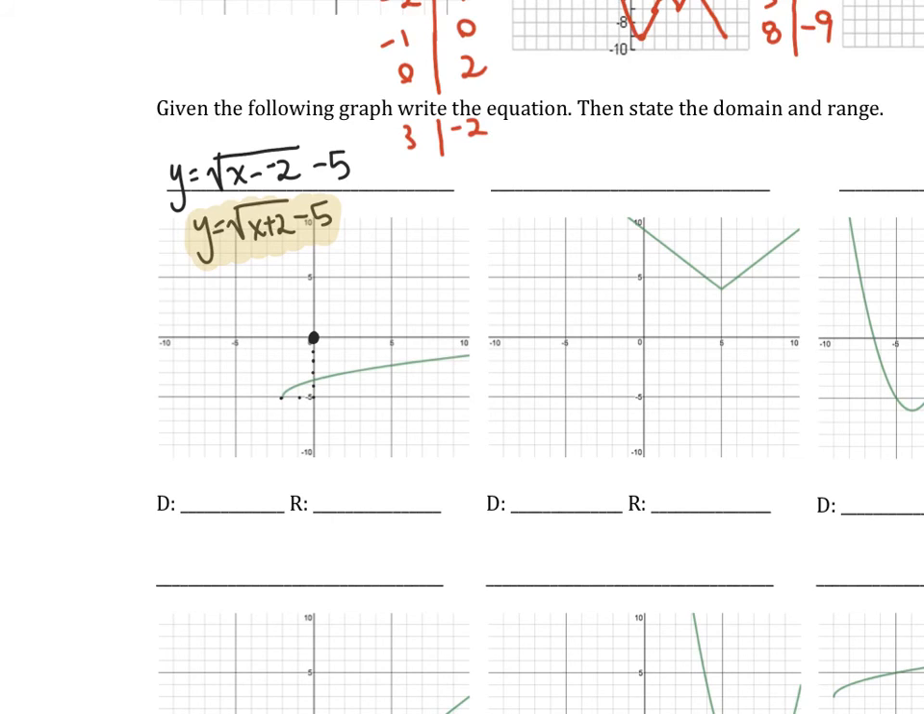On this one, my domain, I'm going to do it in interval notation, not inequality. I'm actually hitting that point at -2, and then I go on for infinity. My range, the lowest point I have is right here. I actually hit that point, and then I go on to positive infinity.